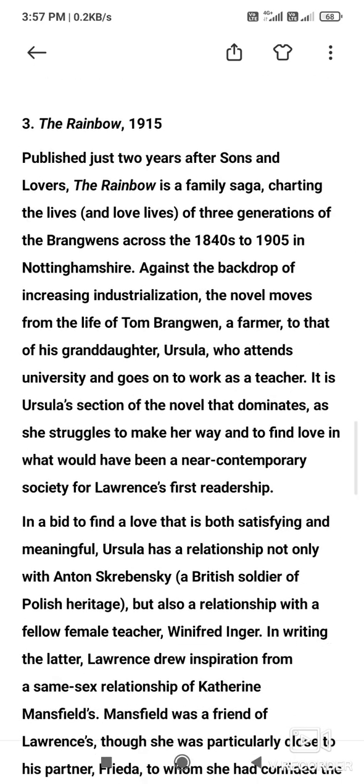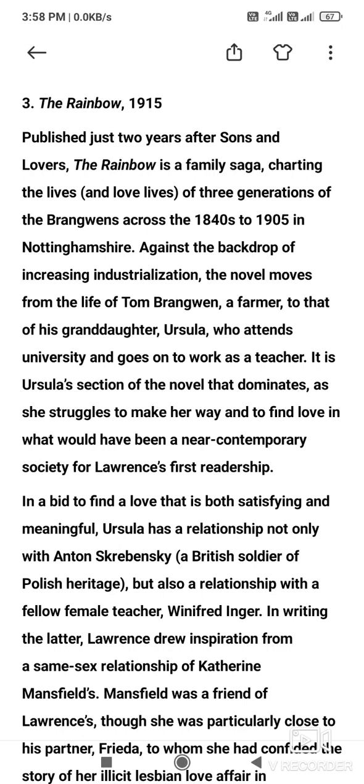So The Rainbow was published in 1915, just 2 years after Sons and Lovers. The Rainbow is a sequel of Women in Love, and The Rainbow is a family saga charting the lives and love lives of 3 generations यहाँ पे दिखाई जाती है. Brangwens across the 1840s to 1905 in Nottinghamshire, and against the backdrop of increasing industrialization, the novel moves from the life of Tom Brangwen, a farmer, जो स्टोरी है नॉवेल मूव करता है ऑफ टॉम ब्रांगविन अ फार्मर है टू दैट ऑफ हिज ग्रैंड डॉटर उर्सुला who attends the university and goes on to work as a teacher.